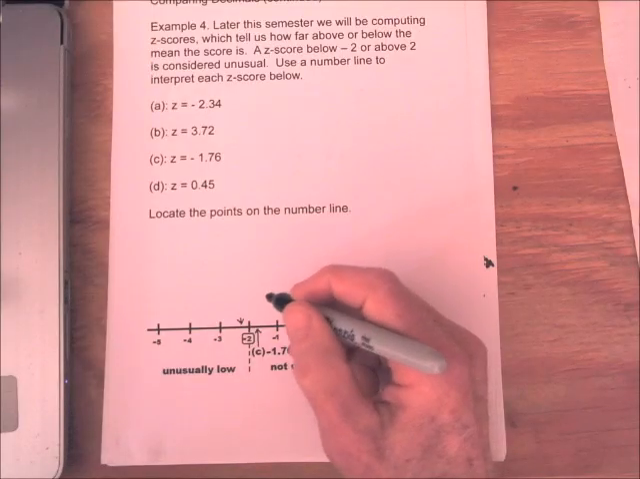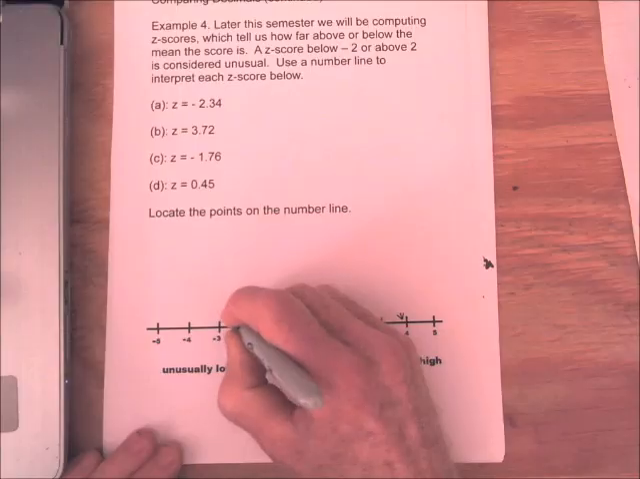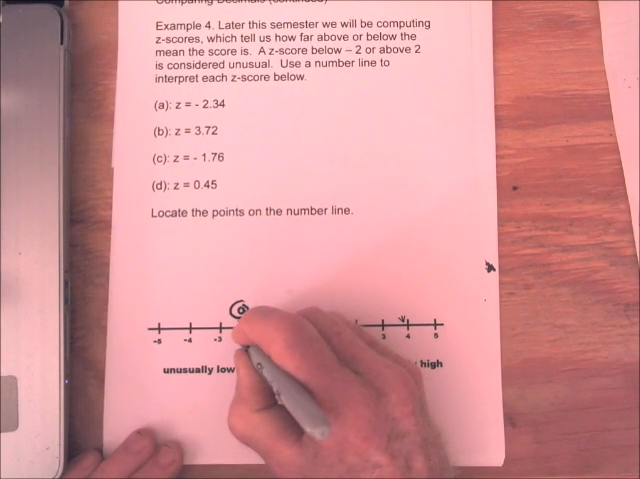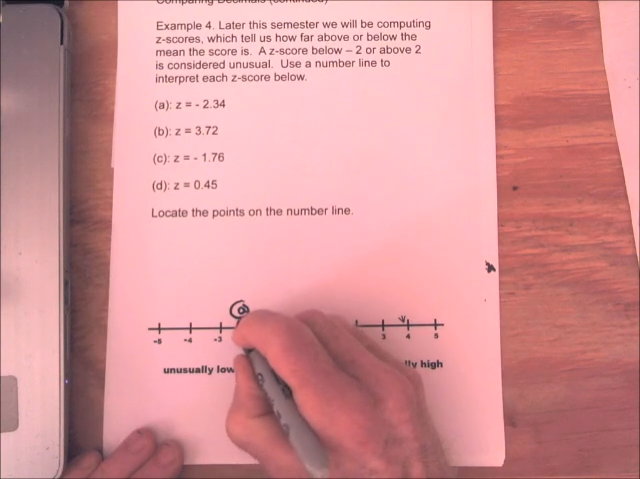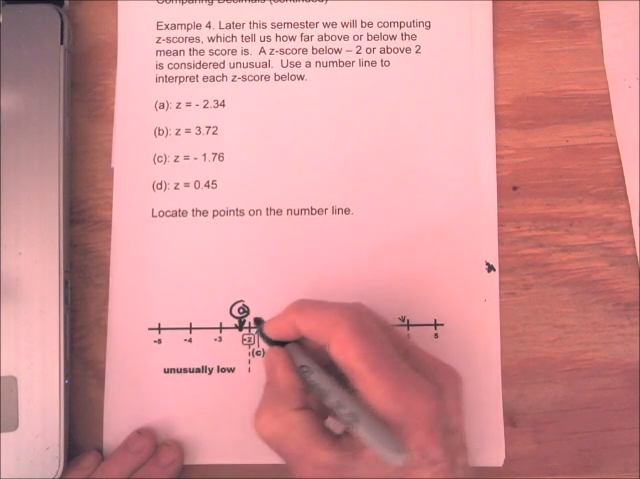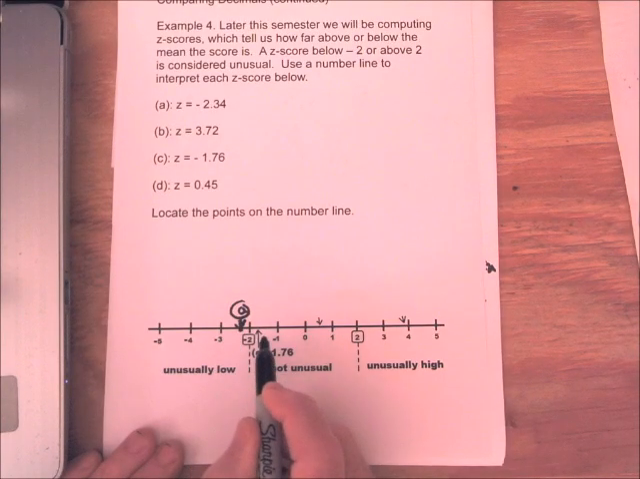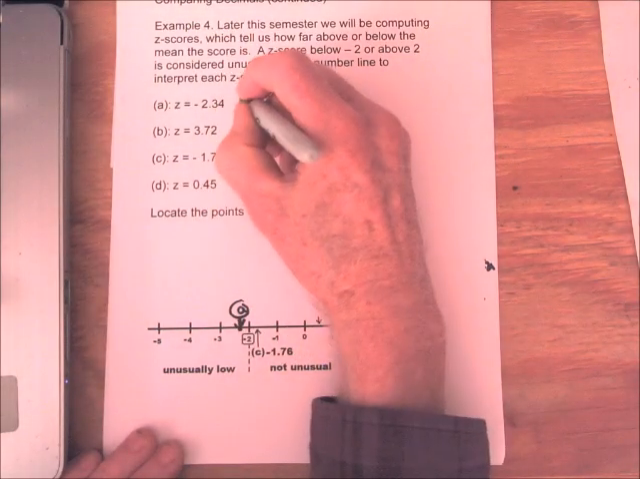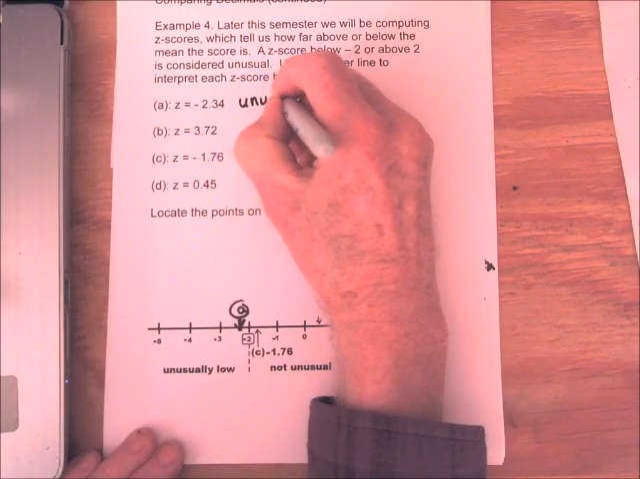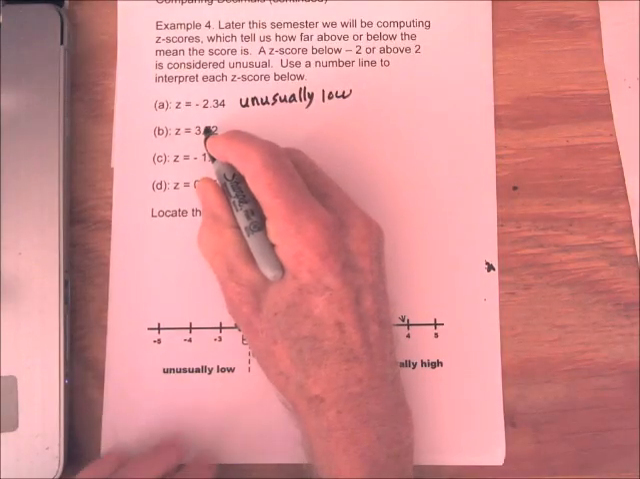So the z-score of -2.34, this is part A here, it's about right here, and that's between -2 and -3, so it's to the left of -2, so that's the unusually low range there. So it's unusually low.